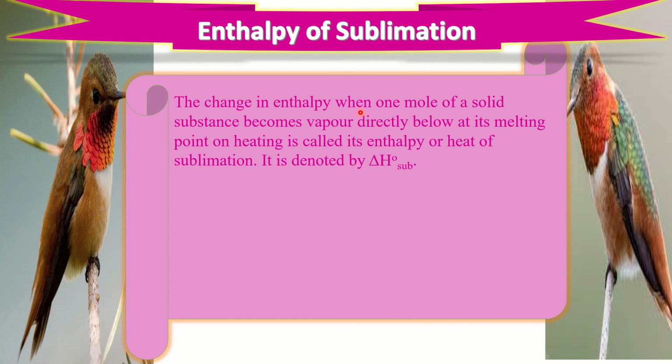So, the change in enthalpy when 1 mole of a solid substance becomes vapor directly, below its melting point, on heating is called its enthalpy or heat of sublimation. It is denoted by del H naught sublimation. Here, solid iodine absorbs 62 kilojoule heat energy and is converted to gaseous iodine. So the heat of sublimation of iodine is 62 kilojoule per mole.